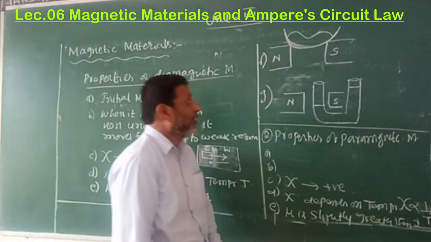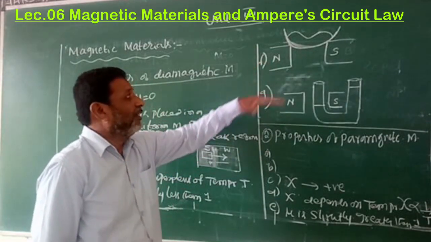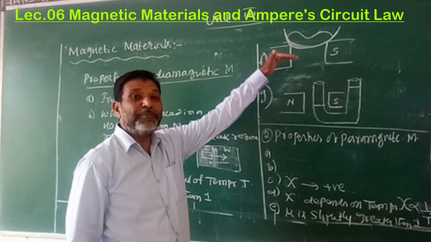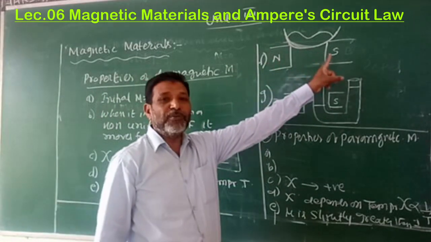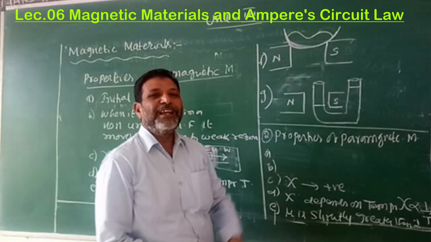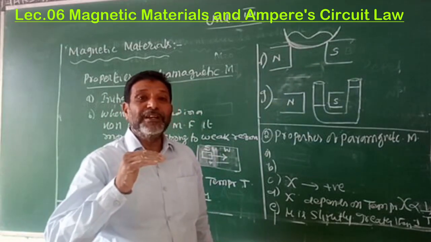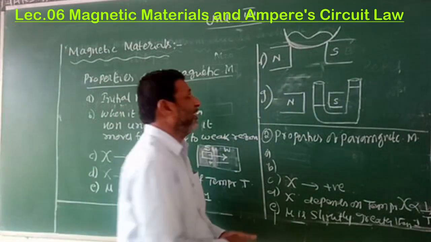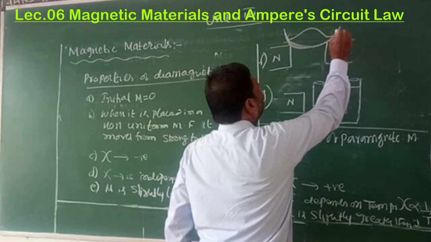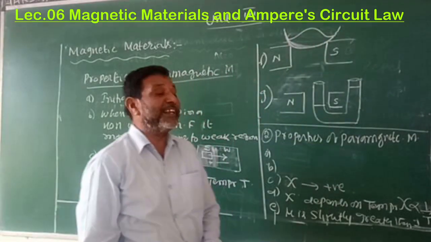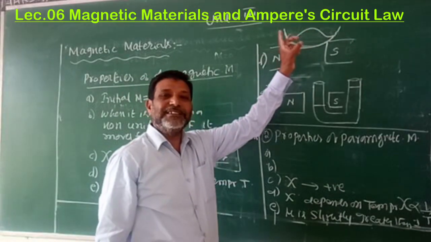And next, coming to this one: when a watch glass containing liquid paramagnetic material is placed over two powerful magnetic poles, the level of the liquid rises. In this case, you will find it like this, rising at the center where the field is strong.